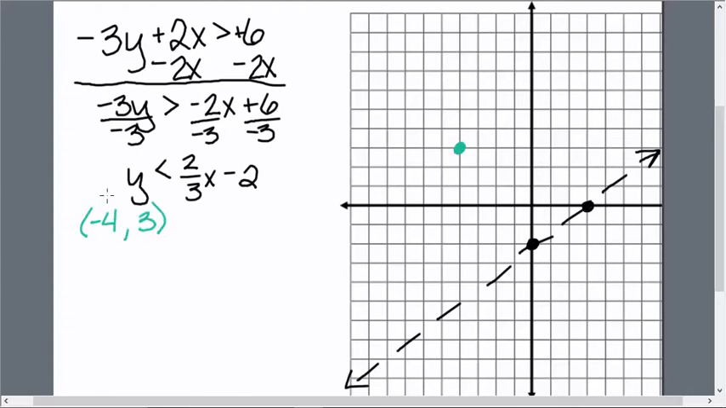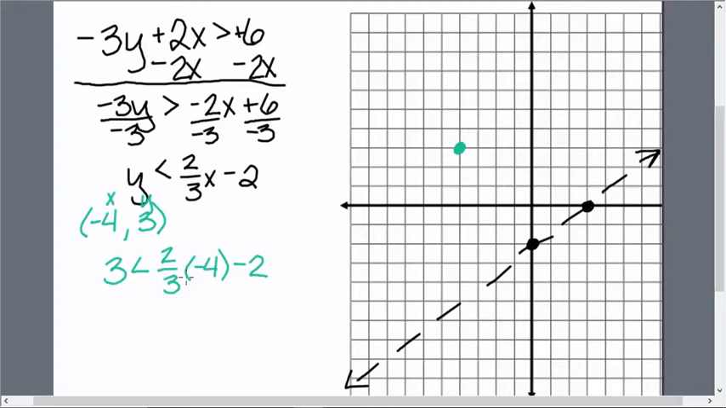I've got negative 4, positive 3. So what I'm going to do is this guy is my x and this guy is my y. I am just going to plug them into the equation. I'm going to see if I get a true statement or if I get a false statement. So I've got y, or 3, is less than 2/3 x, so that's negative 4, minus 2. I'm going to go ahead and cheat a little bit. I'm going to turn this into a decimal because it's going to work out nicer, and we don't really need to do big math for this.